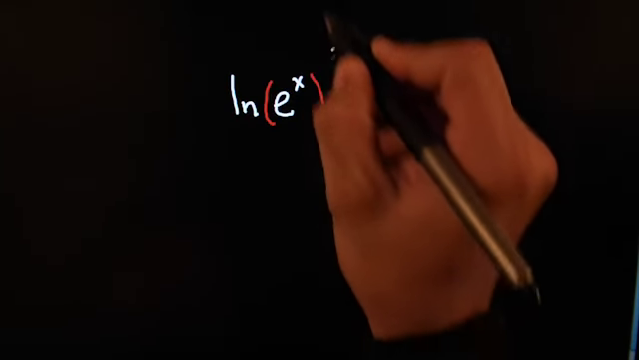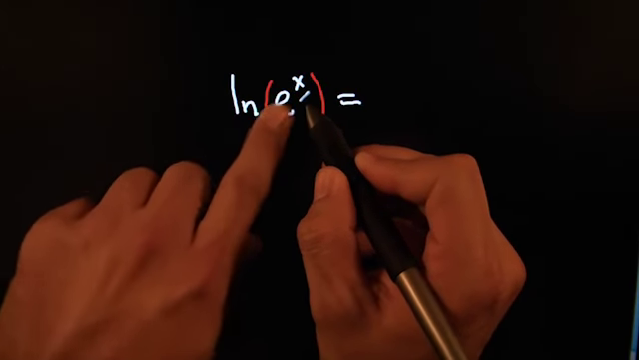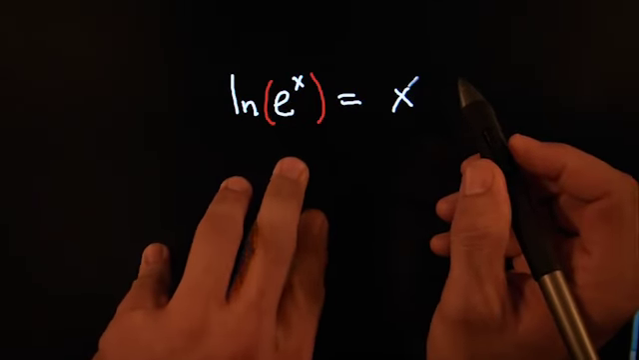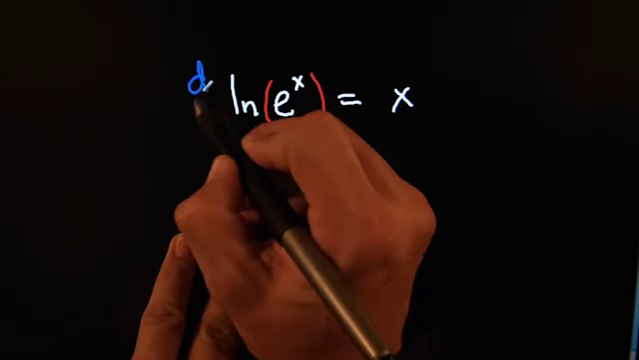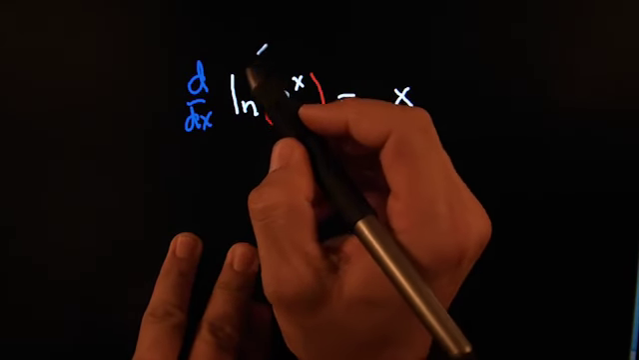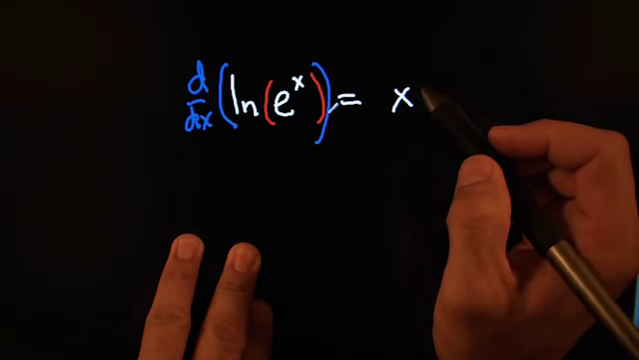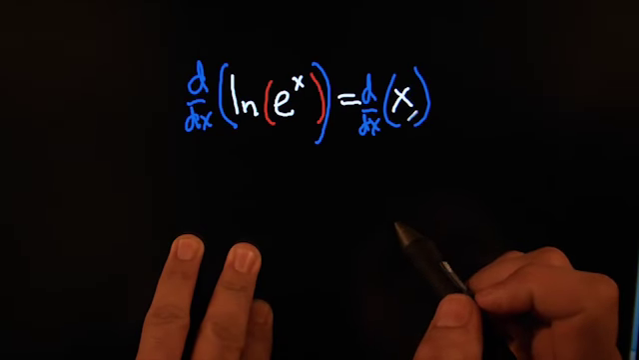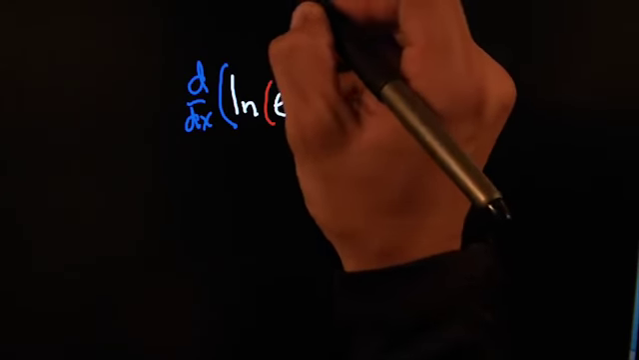That's something famous. Yes, I've seen that. If these are inverse functions of each other, ln e to the x would cancel and just give you x, right? Everyone knows that. Well, then d/dx of that would be d/dx of that. Slap a d/dx on both sides. Why not? That would give you the following line.